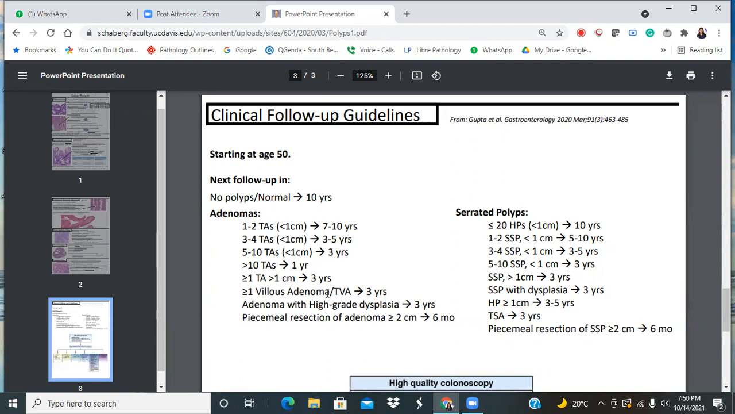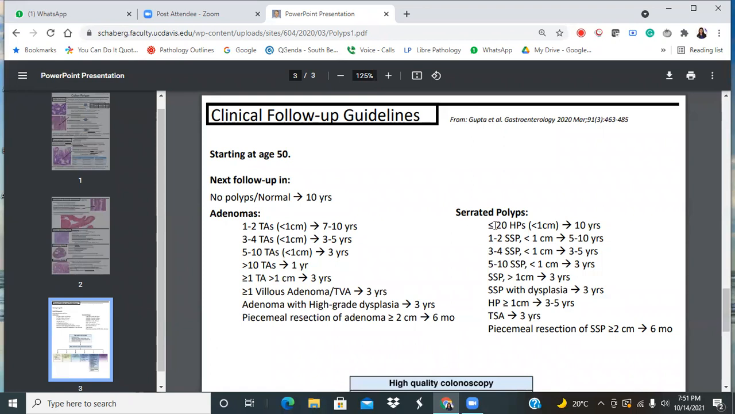Villous or tubulovillous is 3 years. Adenoma with high-grade dysplasia is 3 years. Piecemeal resection of an adenoma of more than 2 centimeters, then come back in 6 months. That's an important point. Serrated polyps now.